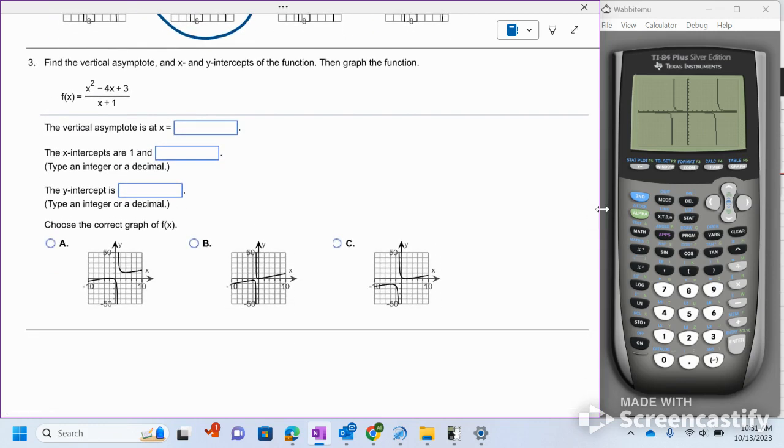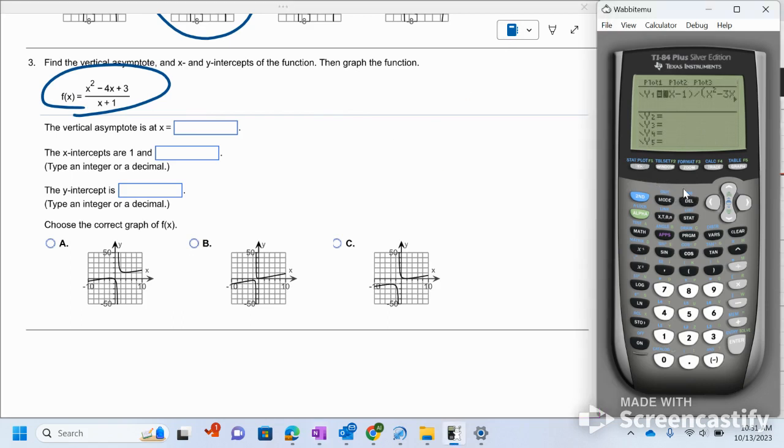All right. Now, when the numerator is higher than the denominator, we have what's called slant asymptotes. See how it's slanting up there on these? Okay. So I'm just going to plunk this into my graphing calculator right away just to save myself some time. So I go y equals, I'm going to clear, and then I'm going to go x squared minus 4x plus 3.